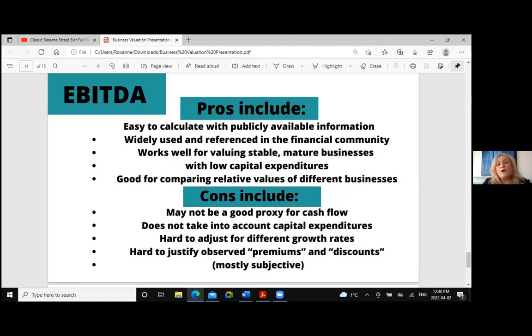Cons: not a good proxy for cash flow. Some people want to use EBITDA as a replacement for cash flow. It really is a different calculation if you're going to get technical. So if you want to do it that way, it's just good for you to know that it may not give you the best cash flow concept relative to what you're doing. It doesn't take into account capital expenditures.